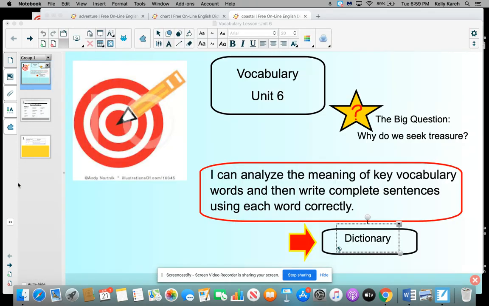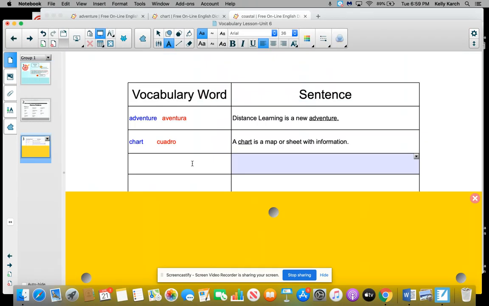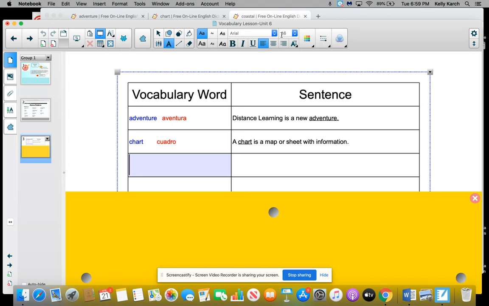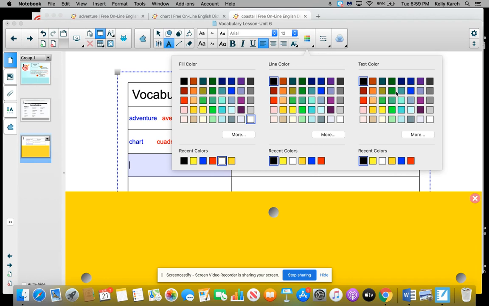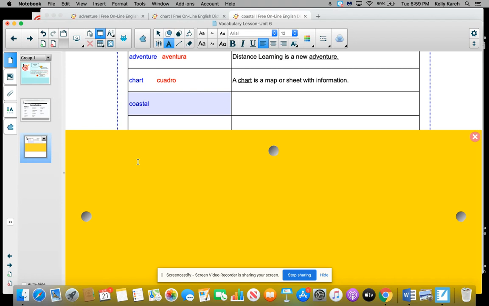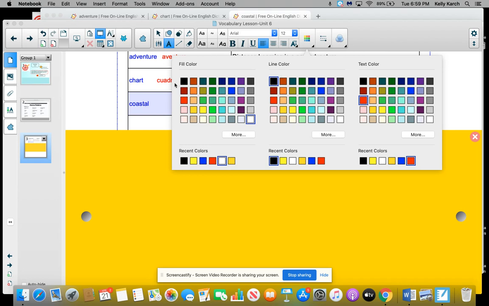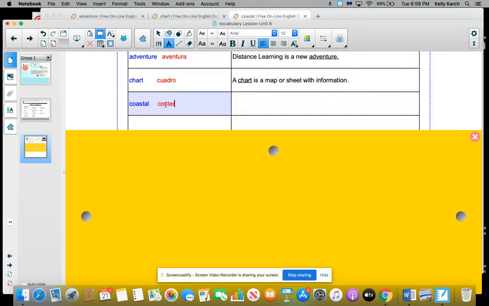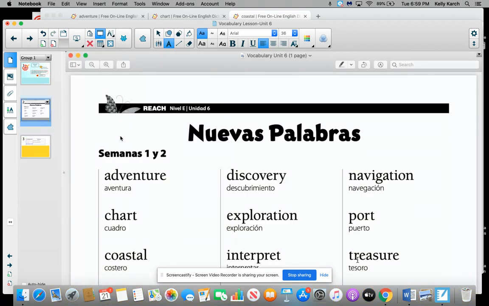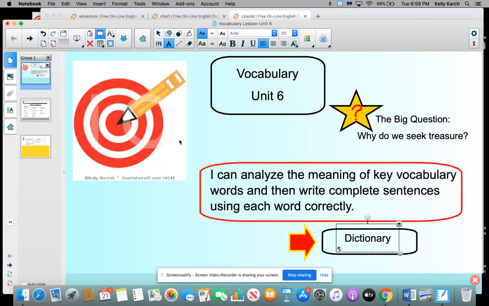So we can go back to our chart and we can write the word. I need to change the font and the color. And I'll write it first in English and then in Spanish in red. Coastal, costero. And then we're going to think about what the definition said. Over near the coast, right?